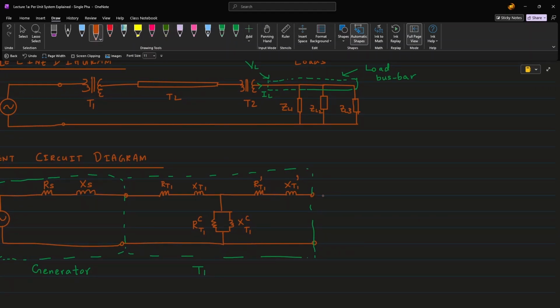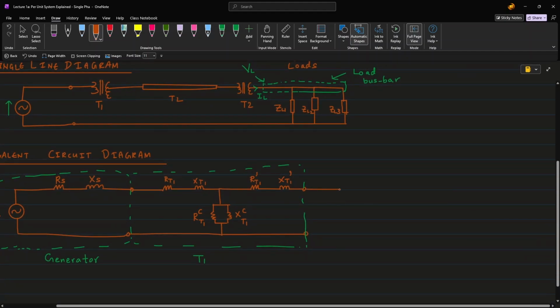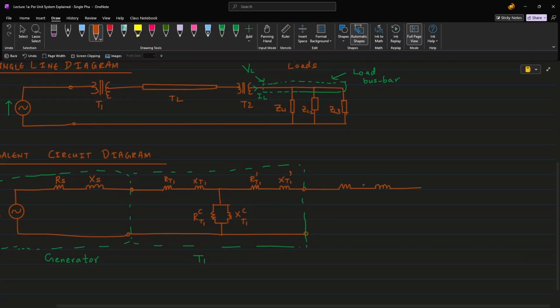Next is the transmission line. A transmission line can be modeled as a combination of resistors, capacitors, and inductors, depending on the length of the line. We will look at transmission line modeling in a future lecture. For now, let's model the transmission line as simply a resistance and a reactance.